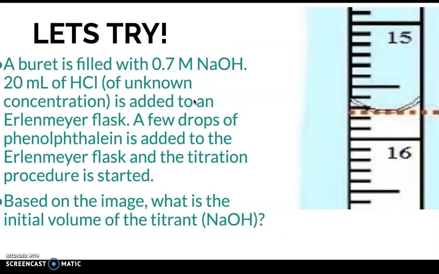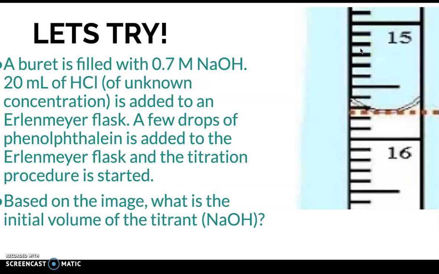So let's try an example together. A burette is filled with 0.7 molar NaOH, which is going to be our base. 20 milliliters of HCl is going to be in the Erlenmeyer flask, and it has an unknown concentration, which we're trying to figure out, which is why we're doing the titration experiment to begin with. A few drops of phenolphthalein is going to be added to our acid, this 20 milliliters of HCl, and the titration procedure is started. So we're going to keep pouring in our NaOH into the Erlenmeyer flask, and before we pour it in, what is our initial volume of the titrant, the NaOH?